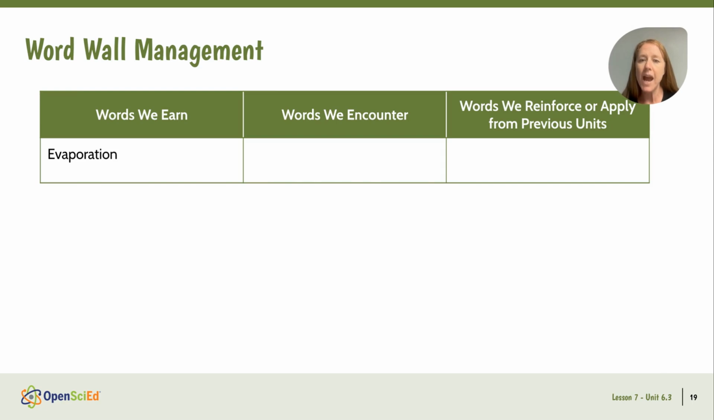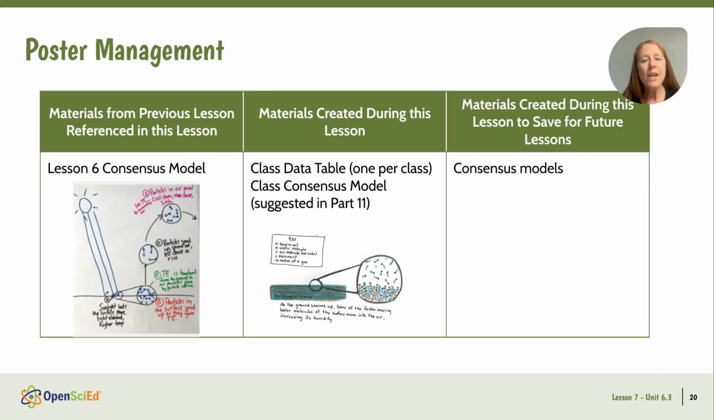In this lesson, we add one word to our word wall: evaporation. And then we also create a consensus model at the end of day 2. And that's a consensus model that's helpful to save for future lessons. So taking a photo or saving that poster that you could come back to, it's a resource the kids can look back to.